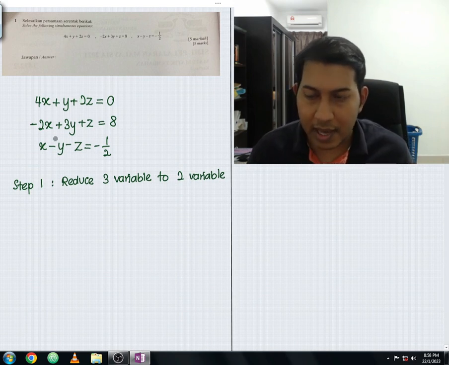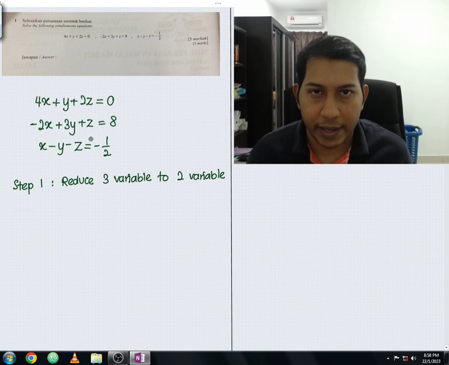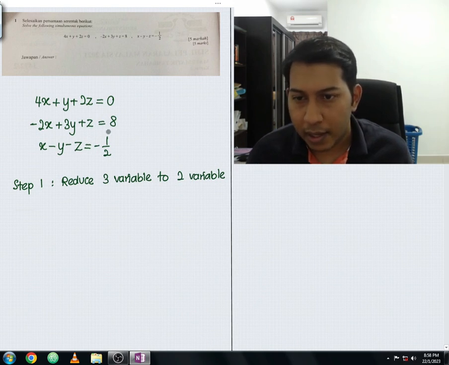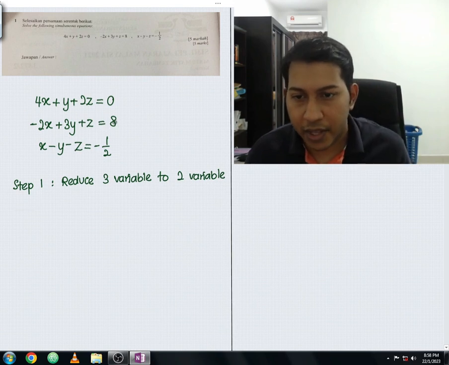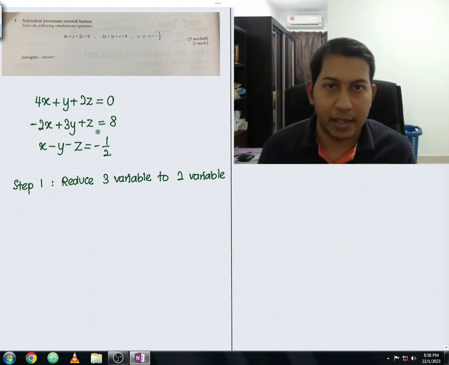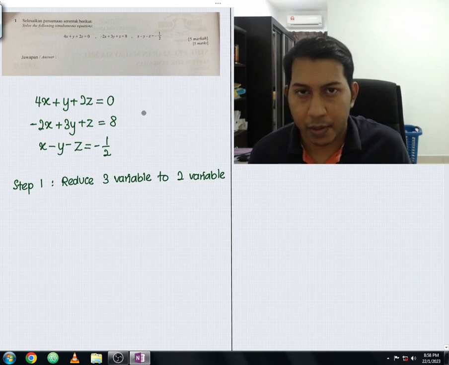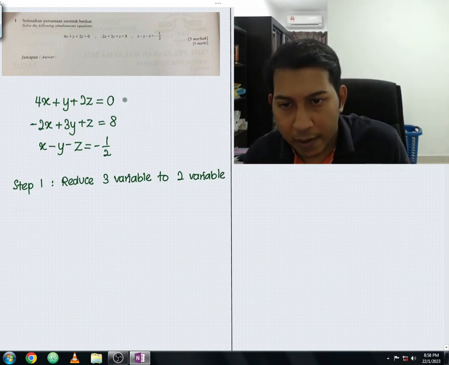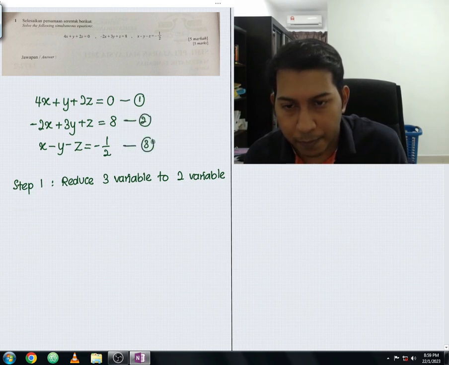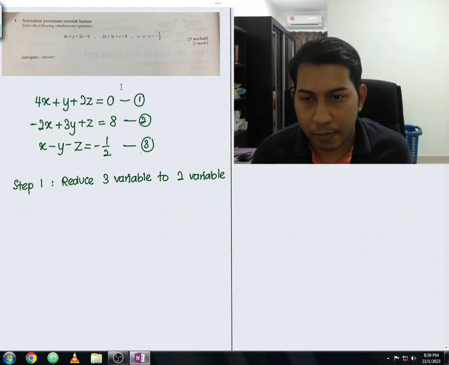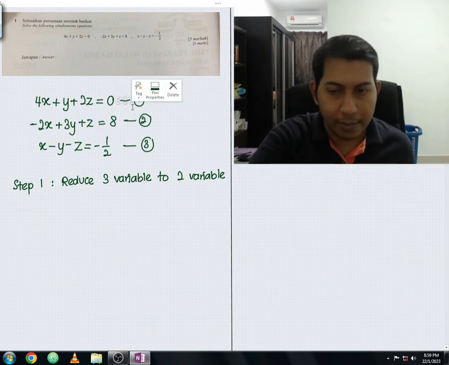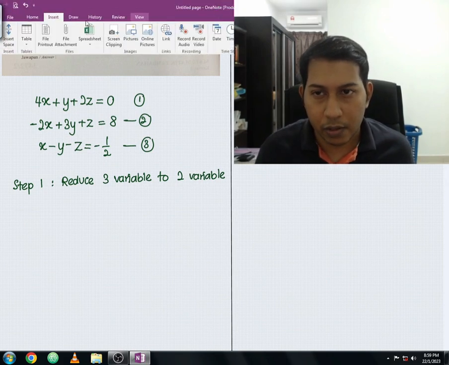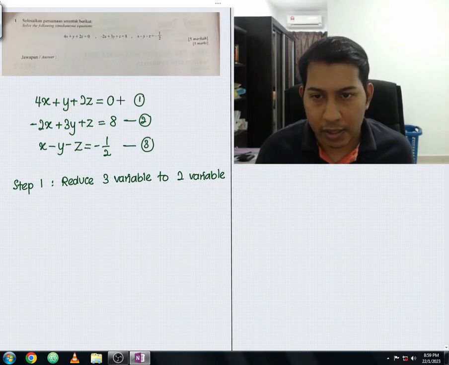Okay, in this case I'm going to choose to eliminate the z variable first. Okay, because later on in the second equation and the third equation over here, I can times the equation by 2 and then I can easily eliminate the z variable. Okay, but before that, for the students out there, I'll recommend you to label the equation here. Okay, equation 1, equation 2 and then equation number 3. Have a practice on labeling the equation. Okay, it will be useful for you to solve the question.